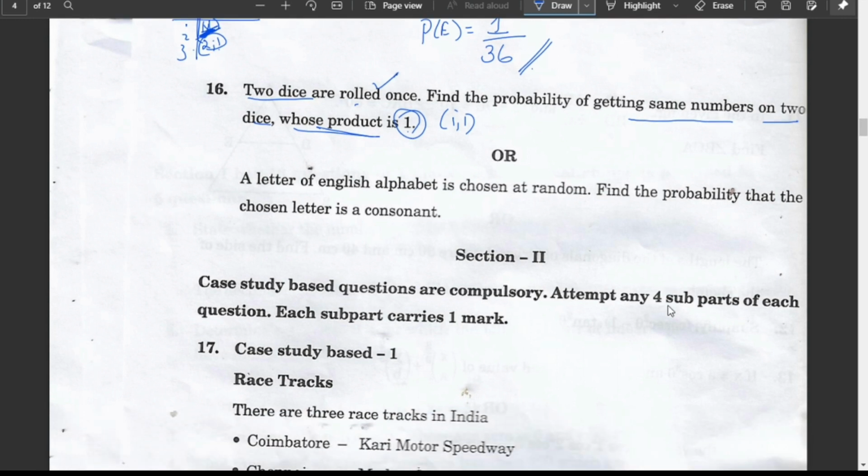Then, a letter of the English alphabet is chosen at random. Find the probability that the chosen letter is a consonant. We know in English we have 26 letters, so total number of outcomes will be 26. And consonants, if you don't remember, we'll do this one. Check out the vowels A, E, I, O, U. How many are there? 1, 2, 3, 4, 5. So 26 minus 5, that is 21 by 26.